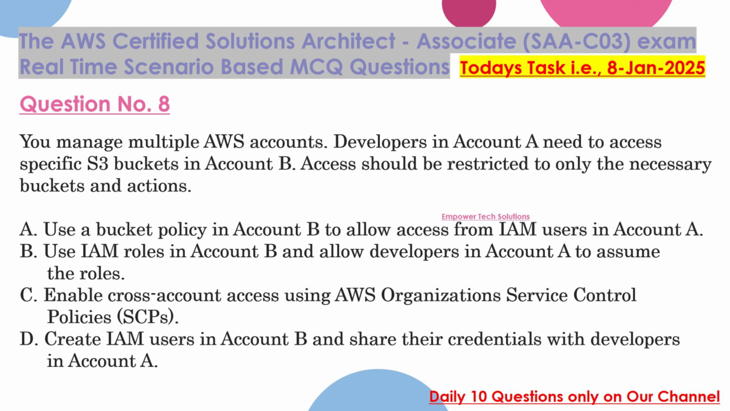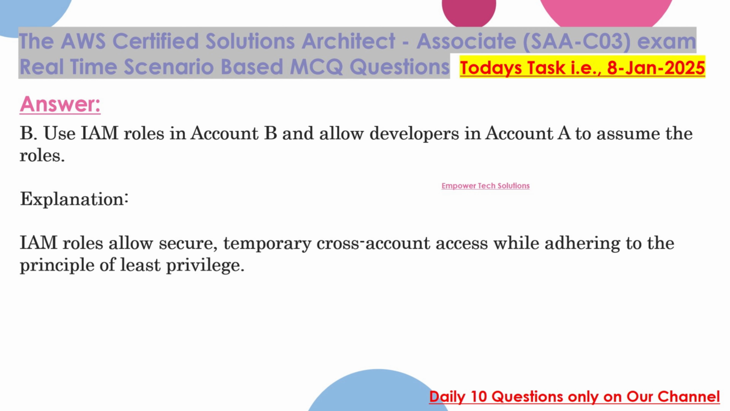B. Use IAM roles in account B and allow developers in account A to assume the roles. C. Enable cross-account access using AWS Organizations Service Control Policies, SCPs. D. Create IAM users in account B and share their credentials with developers in account A. Correct answer, B. Use IAM roles in account B and allow developers in account A to assume the roles.